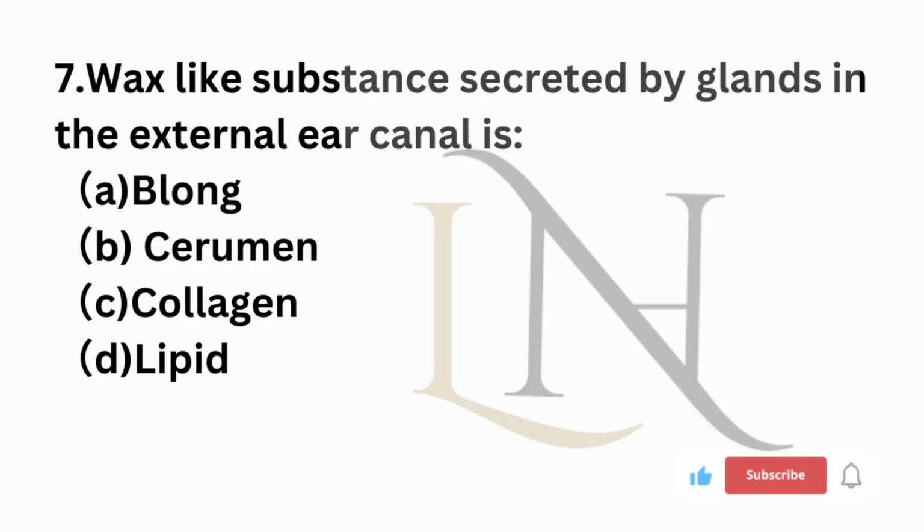Wax-like substance secreted by glands in the external ear canal is: option A, blanc; option B, cerumen; option C, collagen; option D, lipid. Correct answer: option B, cerumen is the wax-like substance secreted from the glands.